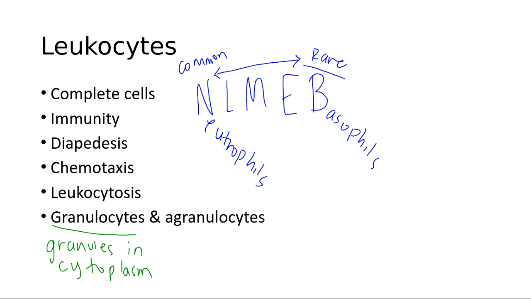Other terms here include chemotaxis. You may have heard this when we did the fertilization section, because this is when cells move to an area that contains chemicals that attract them to the area. So when there's inflammation in the body, inflammatory mediators are released and they will attract white blood cells to come into the area. Also, leukocytosis means the production of more white blood cells.